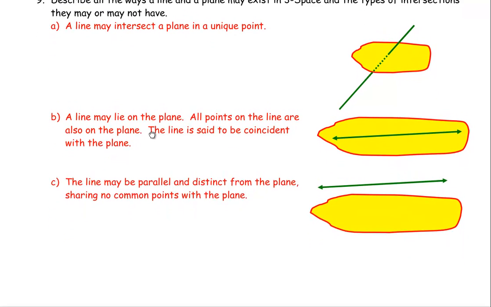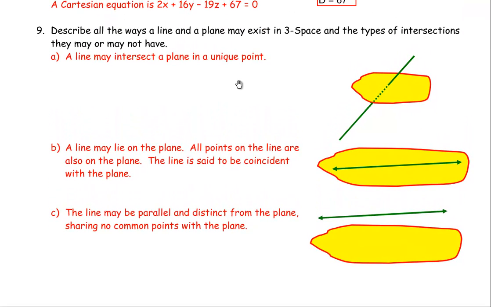And number 9 asks to describe all the ways a line and a plane may exist in three-dimensional space and the types of intersections they may or may not have. So a line and a plane. The yellow thing with the reddish border is the plane. So the line could intersect in a unique point. So there's the point of intersection right there. And so the line and the plane would have a single point of intersection.